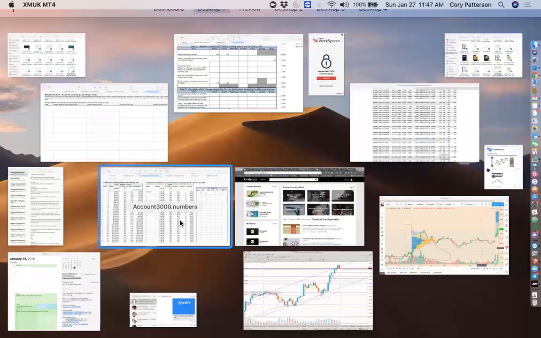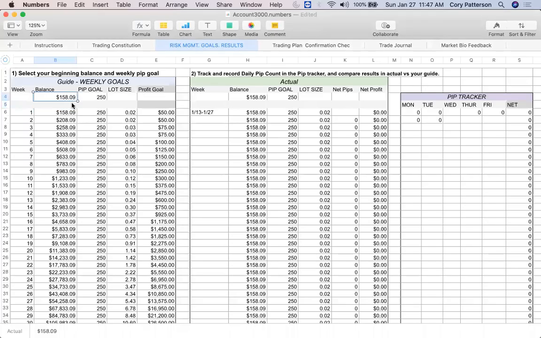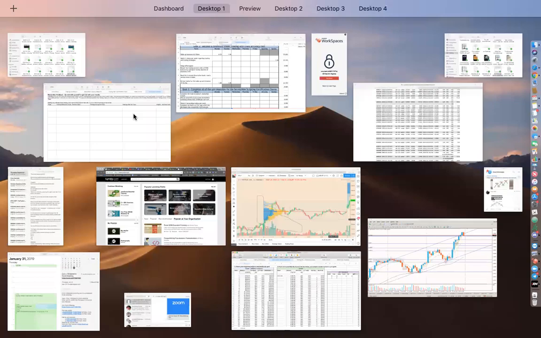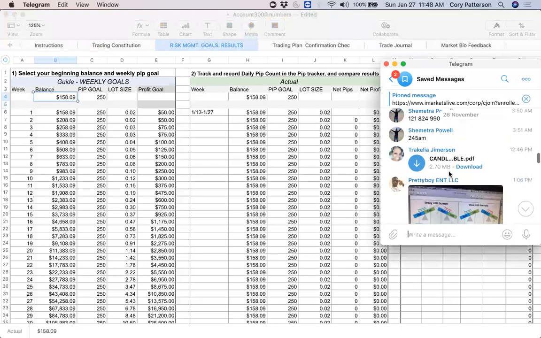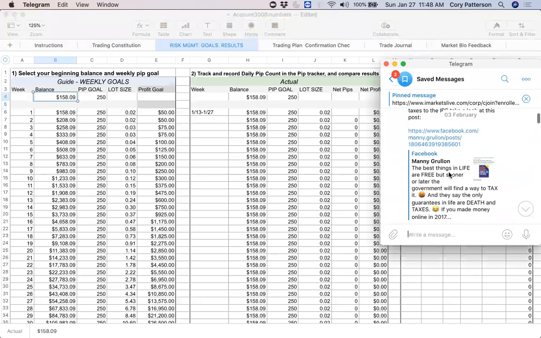Another little thing that I use, I just opened up this one account that I'm going to build up with. I opened this account with 150, and this is the goal that I plan on using to grow the account. So throughout my week, my pip goal is to get 250 pips, and I'm only going to use a 0.02. That means that for every pip that I gain, and I'm going to send you a little image so you'll see what the pips are.